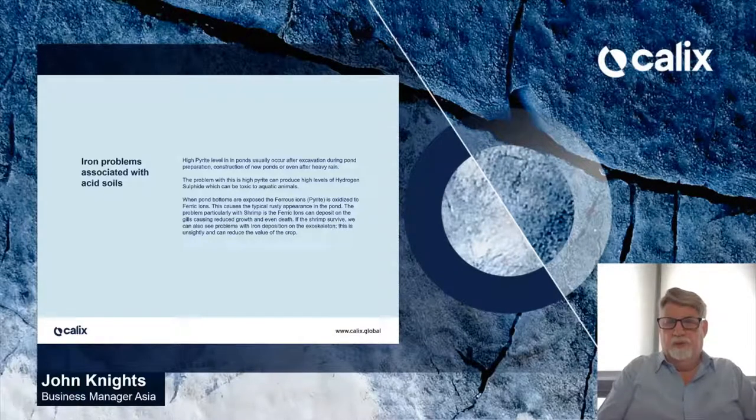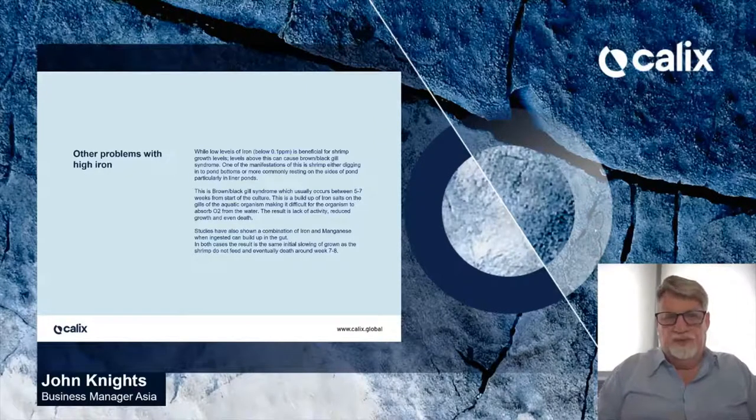When pond bottoms are exposed, the ferrous ions, this is pyrite, are oxidized to ferric ions, which are soluble. This causes a typical rust appearance in the pond. The problem, particularly with shrimps, is the ferric ion can deposit on the gills, causing reduced growth or even death. If the shrimp survive, we can also see problems with iron deposition on the exoskeleton. This is unsightly and can reduce the value of the crop.